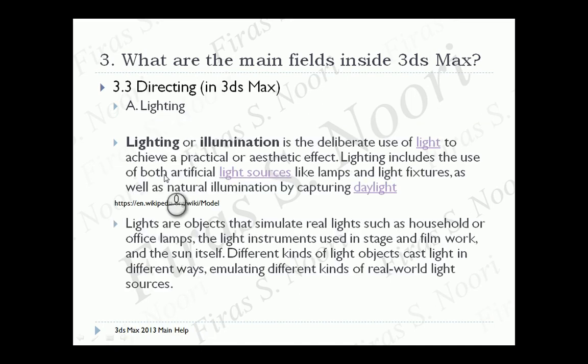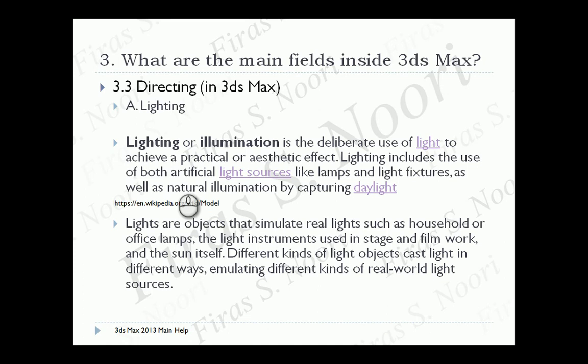So lighting or illumination is the deliberate use of light to achieve a particular aesthetic effect. Lighting includes the use of both artificial light sources like lamps and light fixtures, as well as natural illumination by capturing daylight. So it's all your game. You can use the daylight, the sun, and you can use artificial lights if you like, or you can make use of both of those two resources.